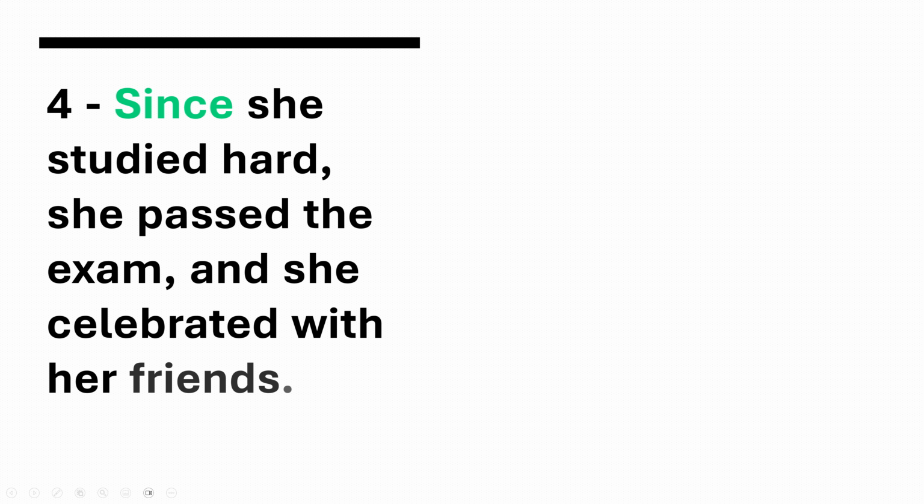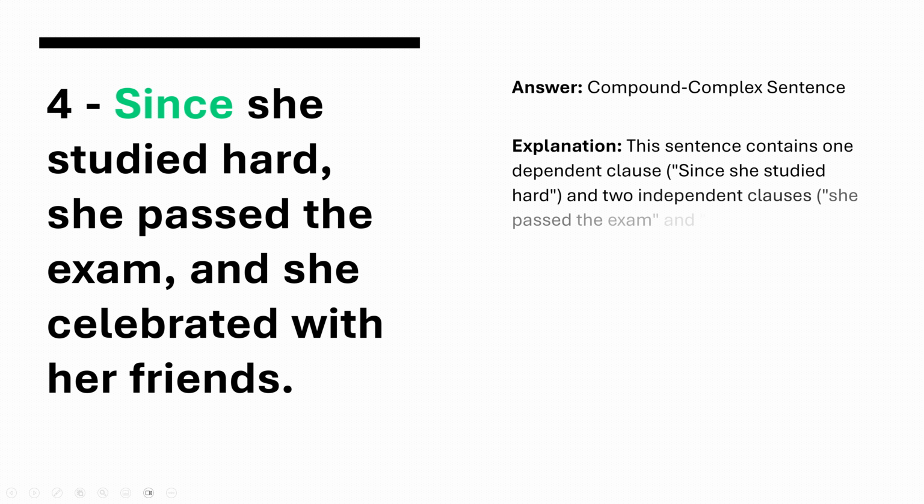Now let's see number 4. Since she studied hard, she passed the exam and she celebrated with her friends. Since is equal to because. Because she studied hard, she passed the exam and she celebrated with her friends. Now we can see that we have this word here and this word here, so we have two conjunctions. One of them is a subordinating conjunction and one of them is a coordinating conjunction, and in both there is a subject. So this one is a compound complex sentence.